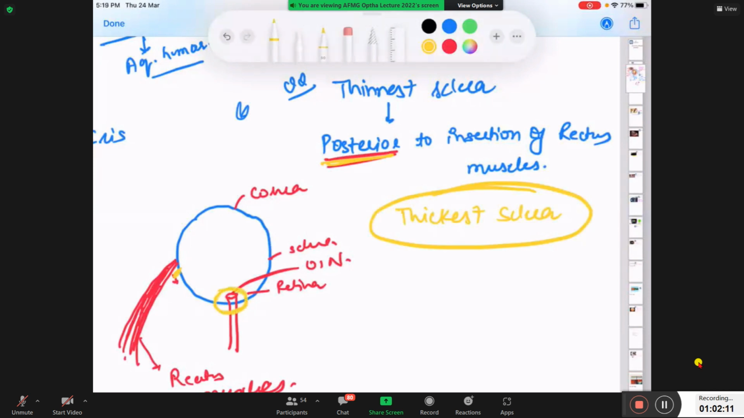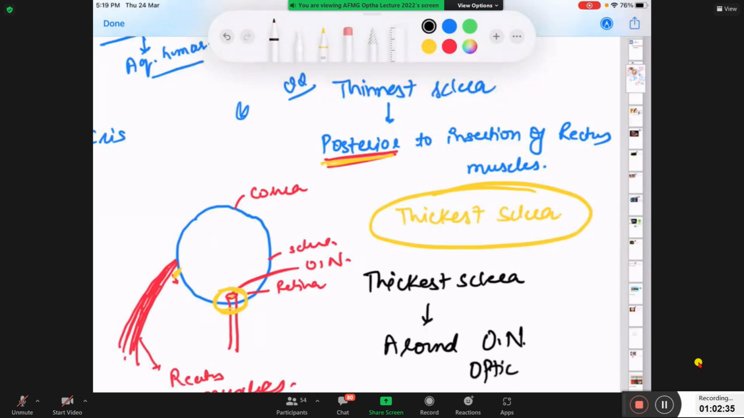Can you see this is the optic nerve? So this optic nerve is arising from this part of the sclera. So around the optic nerve, you will get the thickest sclera. ON is optic nerve. So this is all about your sclera.